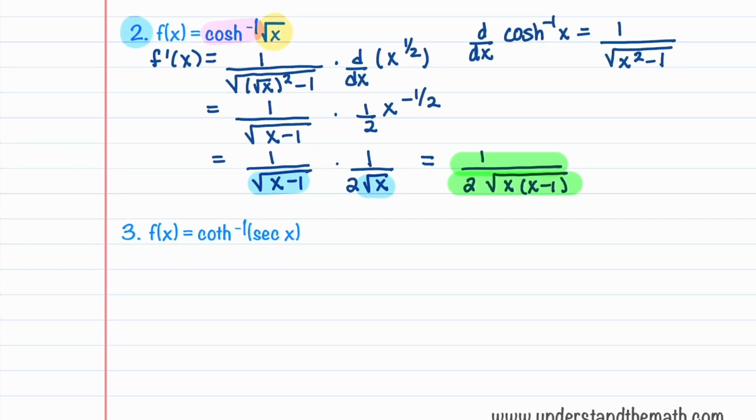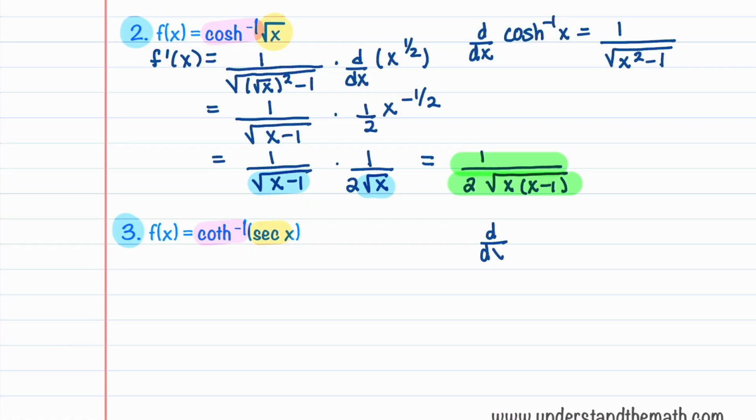Hang with me. We have one more to go. We are going to take the derivative of inverse coth of secant x. We're going to use the chain rule again. Here is our outer function, and here's our inner function. Let's write down what our derivative is. This one is actually easier.